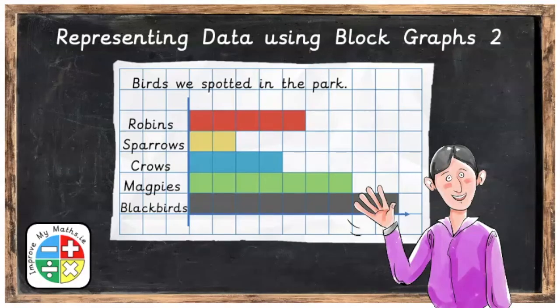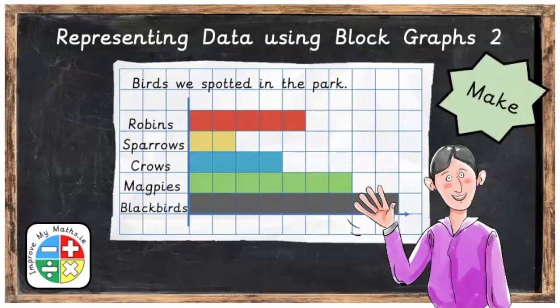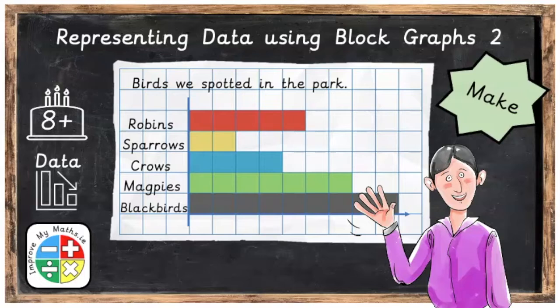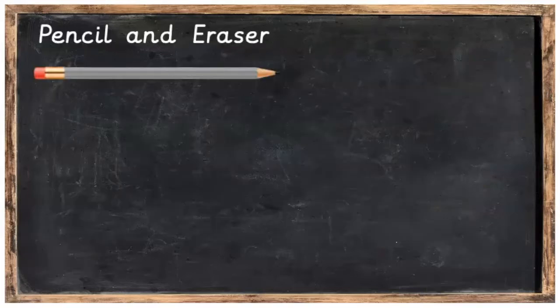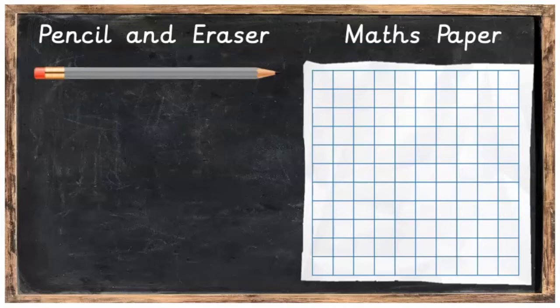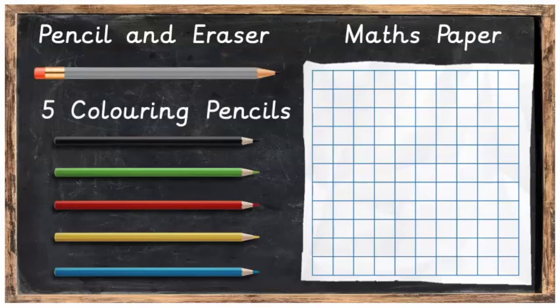Hi everyone, in this lesson we're going to be representing data using block graphs, focusing on how to make a block graph. This topic is part of the data area of maths and is suitable for children who are 8 years and older. Okay, before we start, you're going to need a pencil and eraser, some lined maths paper, and some colouring pencils.